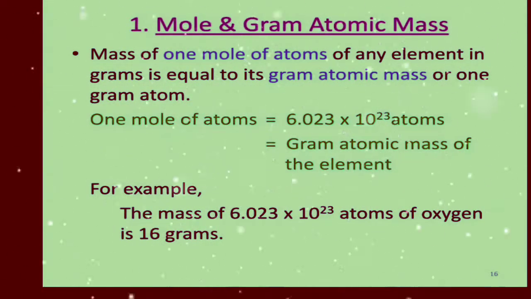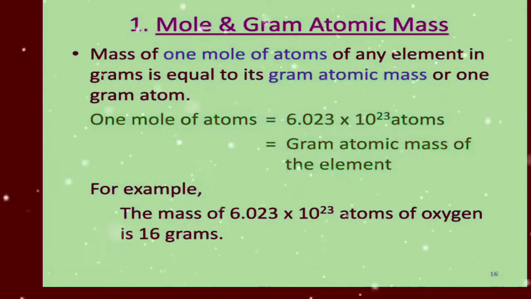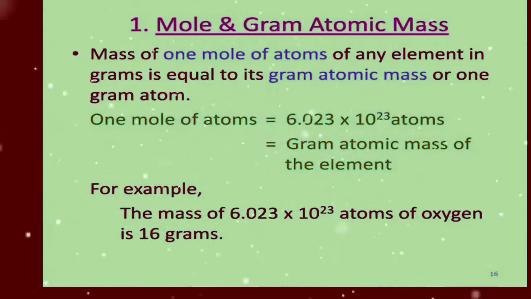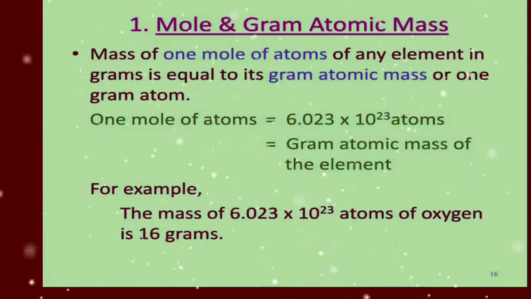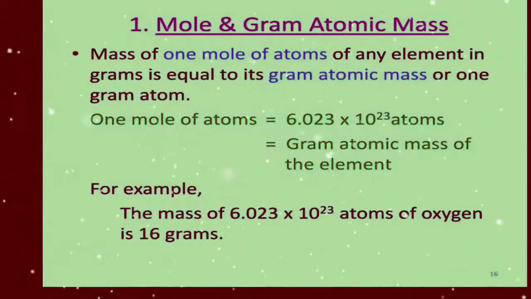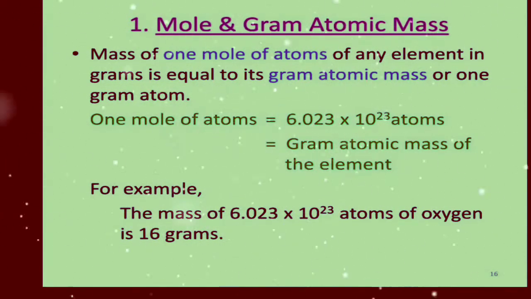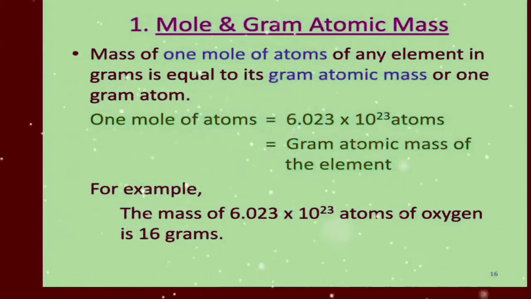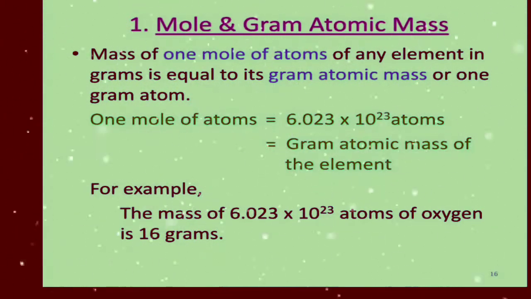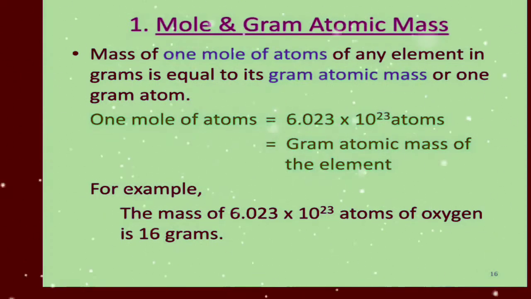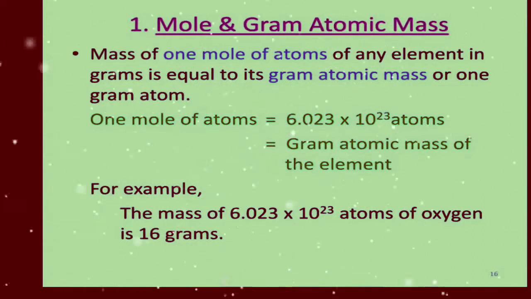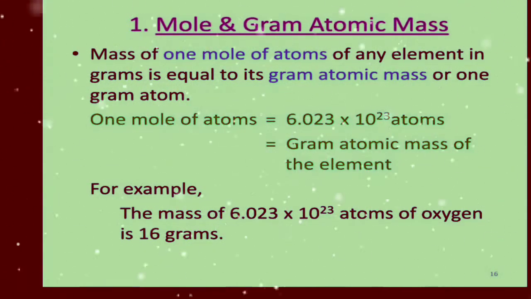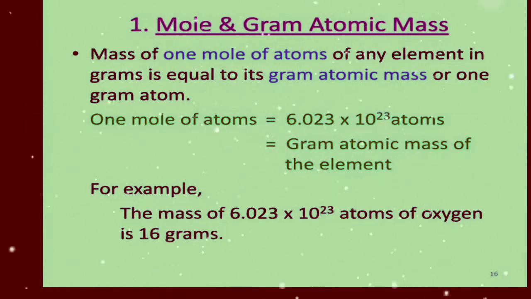So 1 mole and gram atomic mass, what is the relationship between those? Mass of 1 mole of atoms of any element in gram is equal to its gram atomic mass or 1 gram atom. It means 1 mole of atoms of any element in grams is called gram atomic mass, and 1 mole of atoms is equal to 6.02 × 10^23 atoms.